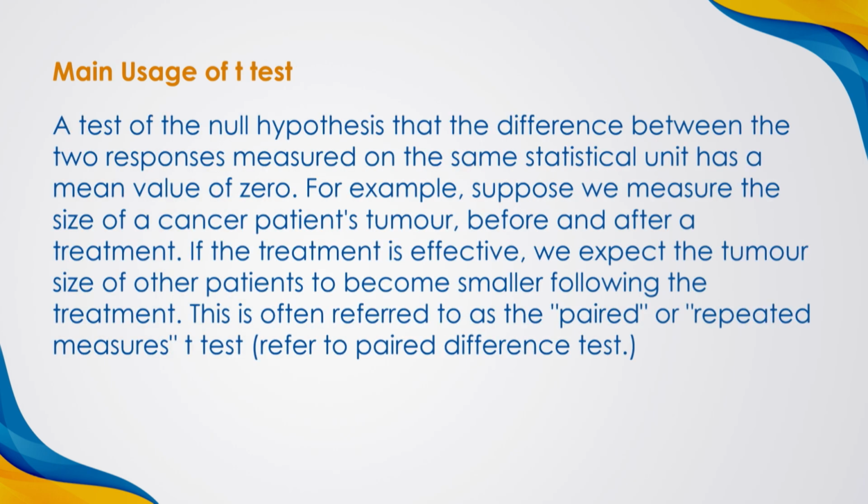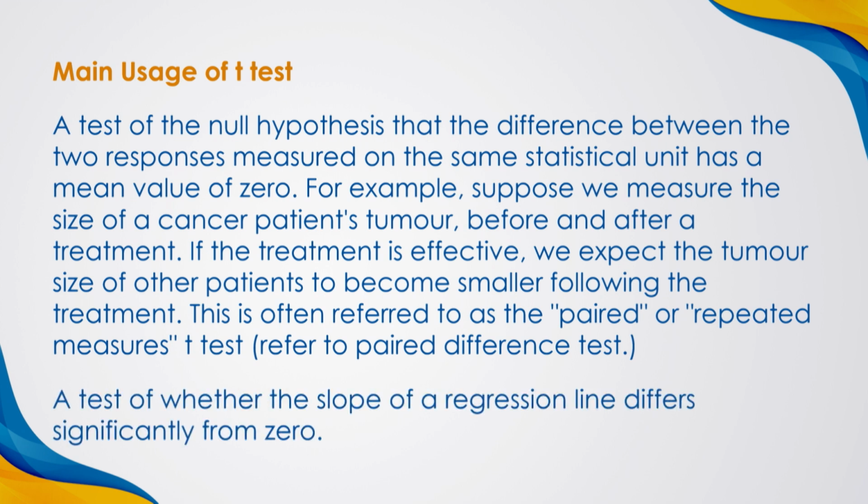A test of the null hypothesis that the difference between the two responses measured on the same statistical unit has a mean value of 0. For example, suppose we measure the size of a cancer patient's tumor before and after a treatment. If the treatment is effective, we expect the tumor size of the patients to become smaller following the treatment. This is often referred to as the paired or repeated measures t test. A test of whether the slope of a regression line differs significantly from 0.